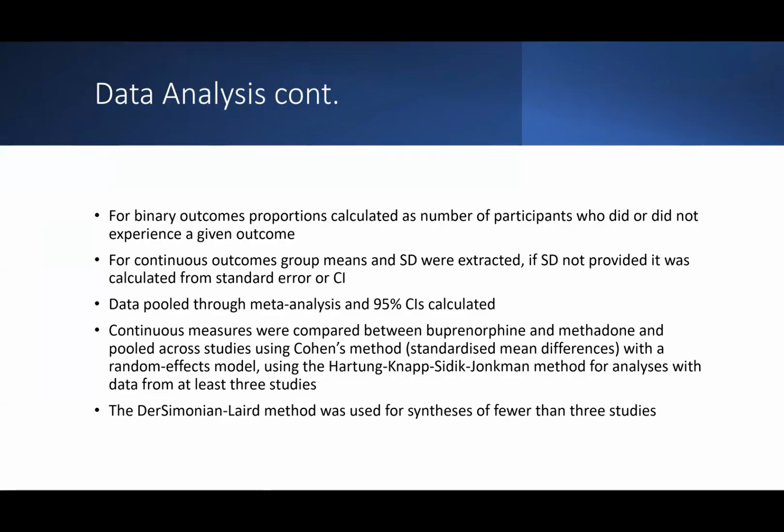And then kind of a deeper look at the data analysis. So for binary outcomes, the proportions were calculated as participants who did or did not experience a given outcome. For continuous outcomes, the group means and standard deviations were extracted, and then they calculated it if need be.